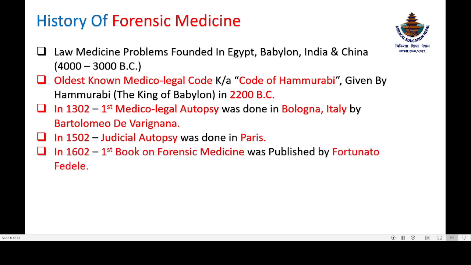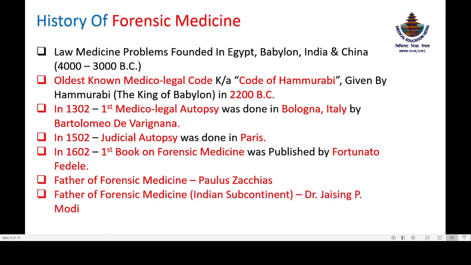In 1502, a judicial autopsy was done in Paris. In 1602, the first book on forensic medicine was published by Fortunato Fedele. And the father of forensic medicine, this is the most important thing, is Paulus Zacchias. The father of forensic medicine of the Indian subcontinent is Dr. Jaising P. Modi. Okay, Paulus Zacchias is also known as the father of forensic psychiatry.